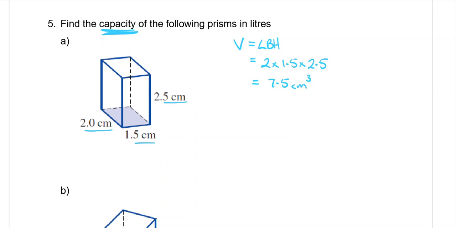Okay, changing centimetres cubed, we can now turn that into capacity, and it would be exactly the same thing as 7.5 millilitres. But we were asked for litres. If I want to turn millilitres into litres, I have to divide by 1,000. That's quite a small number. It's 0.0075 litres.